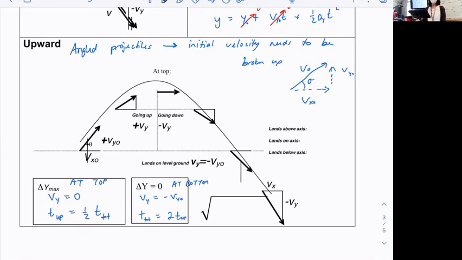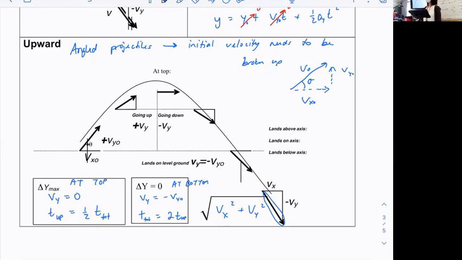Oftentimes with these types of projectiles, it's easiest to think about the journey up, because I know on the journey up, my y velocity at that tippy top point is 0, and so it makes my equation a little simpler. So sometimes it's easier to figure out just the time to go up. Total time is just double that. And then if you know the x velocity and you know the y velocity, this total velocity down here is just the Pythagorean theorem of your initial x velocity, because it doesn't change, and whatever the y velocity is.